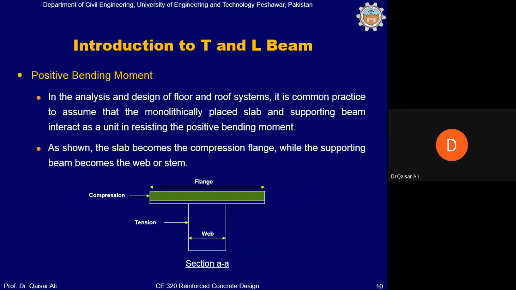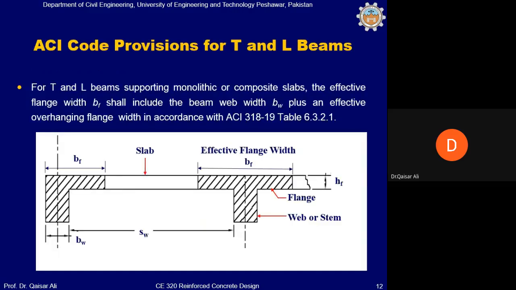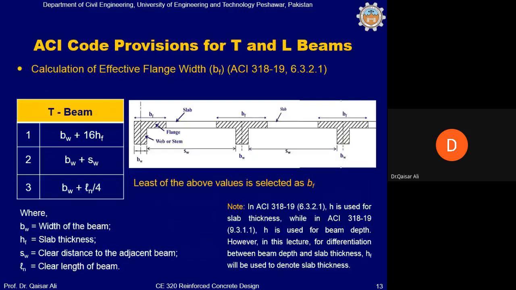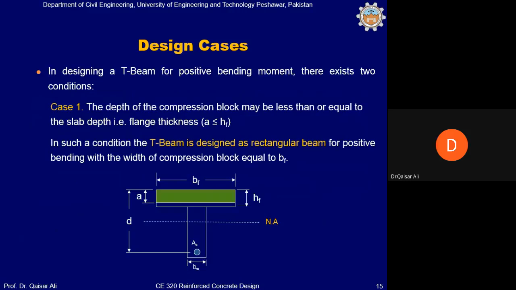If the compression block depth a is less than or equal to slab thickness, then this beam will be designed as a rectangular beam. And if not, then we have bf equations for T beam and L beam. You can calculate bf for T and L beam. Okay, this is situation number 1.